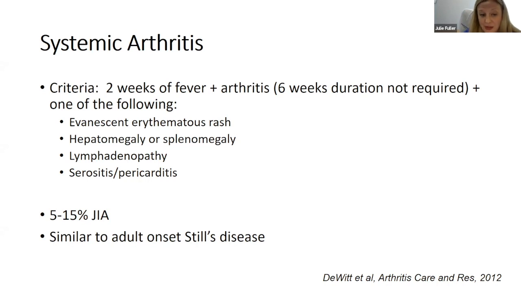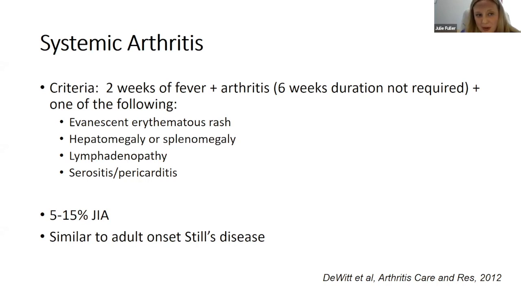Or they have to have serositis, as mentioned. And this is around 10% of our juvenile arthritis patients. And if you're familiar with adult patients, this is thought to be on the same spectrum as adult onset Still's disease, but the childhood presentation.